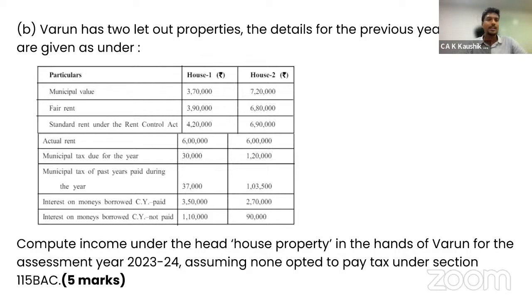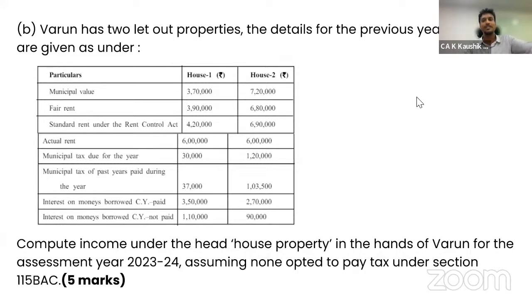Now moving to question number 2, part B. Again, a very simple question, but if you know the simple aspects of house property, it is very straightforward. Sometimes if you know the basics, you can do it in a jiffy. It is as simple as that. So here in this question, we will quickly analyze the fact pattern. Varun has two let-out properties. So these are let-out properties.